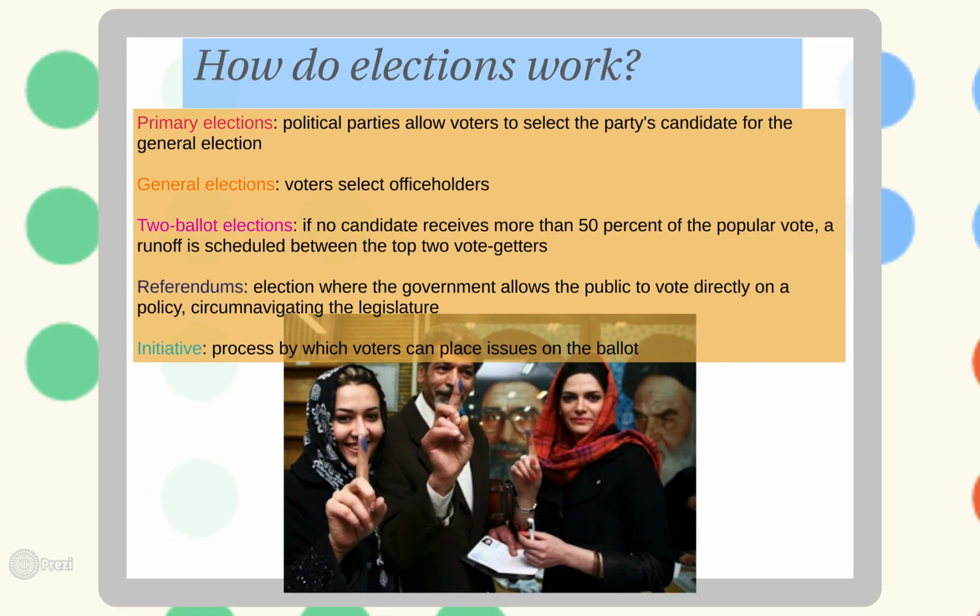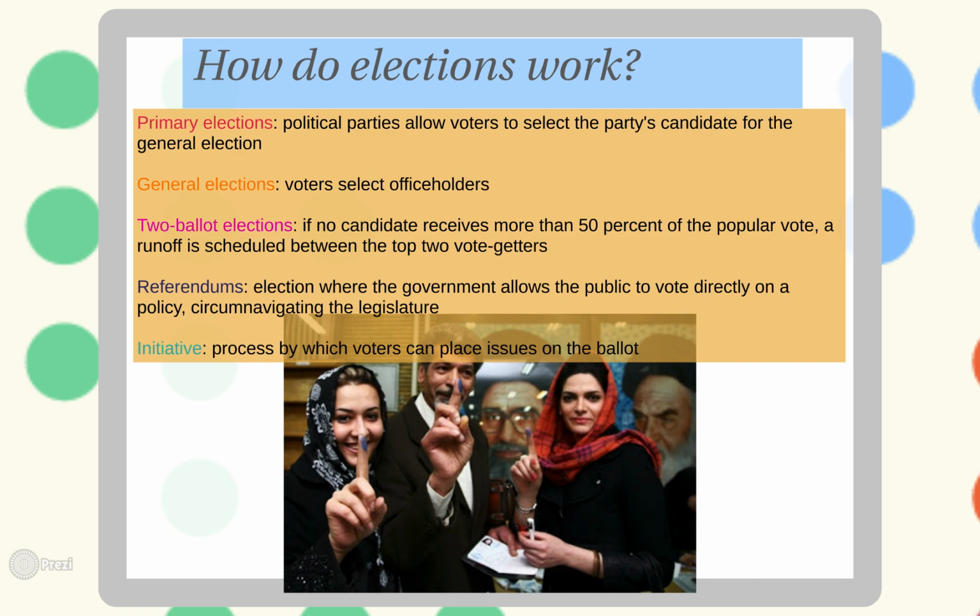Okay, so elections around the world. How do they work? There are many different ways an election could work, and we're talking not just presidential, but also legislative elections, regional elections, etc. So you might have a primary election where political parties allow voters to select the party's candidate for the general election. We talked about open and closed primaries in our last unit of U.S. government. So hopefully you remember that a little bit.